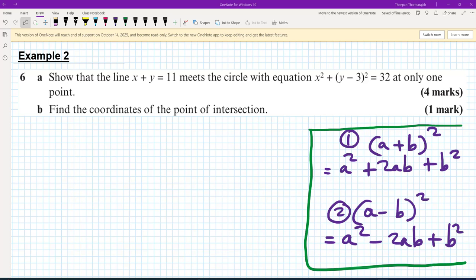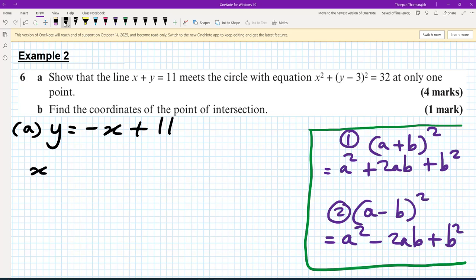Here's a question for you to try. You can pause the video, and when you're done, I will go through my worked solution. Okay, so show that the line x plus y equals 11 meets a circle with equation x squared plus (y minus 3) all squared equals 32. That's only 1 point for 4 marks, and hence for part B, we need to find the coordinates of the points of intersection. So the first thing we ought to do here is to rearrange the linear equation in terms of y. So that's going to be y equals minus x plus 11.